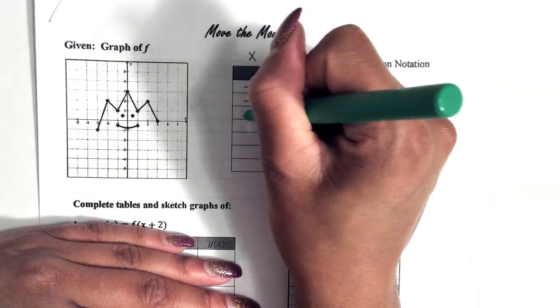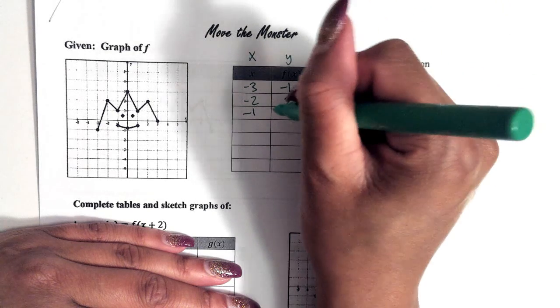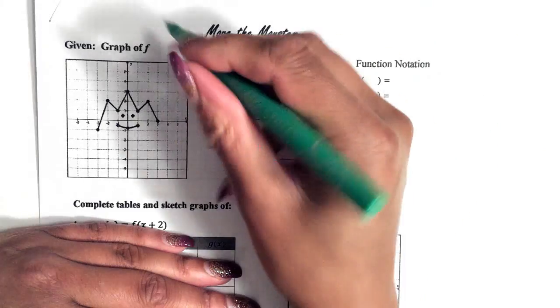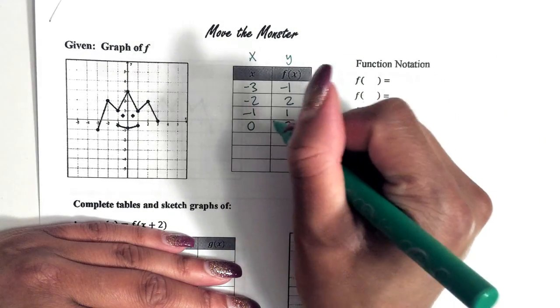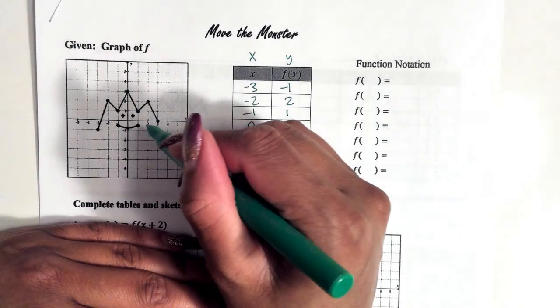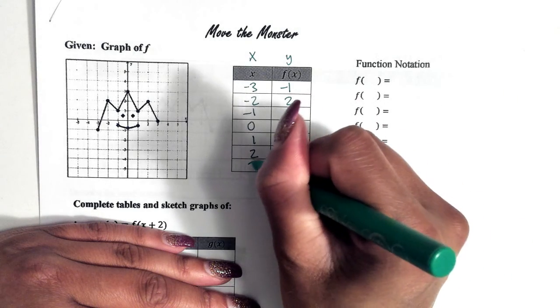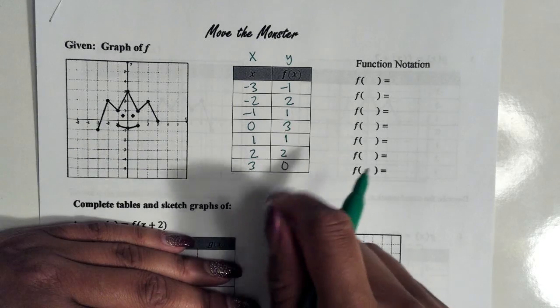We have -1 and 1. Then we have 0, 3, which is our y-intercept. Then we have the other side, which is 1, 1. Then we have 2, 2. And then we have 3, 0. Okay, so those are the points on our graph.